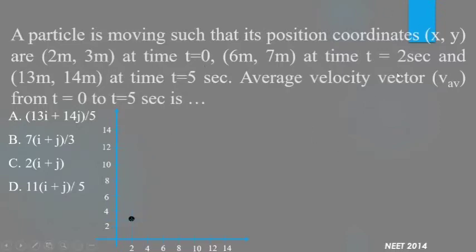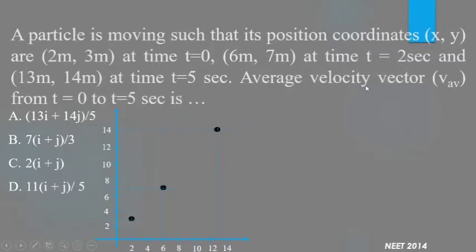At time t equal to 2 seconds, the particle is at 6 meters, 7 meters. So this point is somewhere here. And after that, the particle is at 13 meters and 14 meters at time t equal to 5 seconds. So particle started from this point and goes up to this point. So average velocity vector from t equal to 0 to t equal to 5 seconds is, we need to find out.